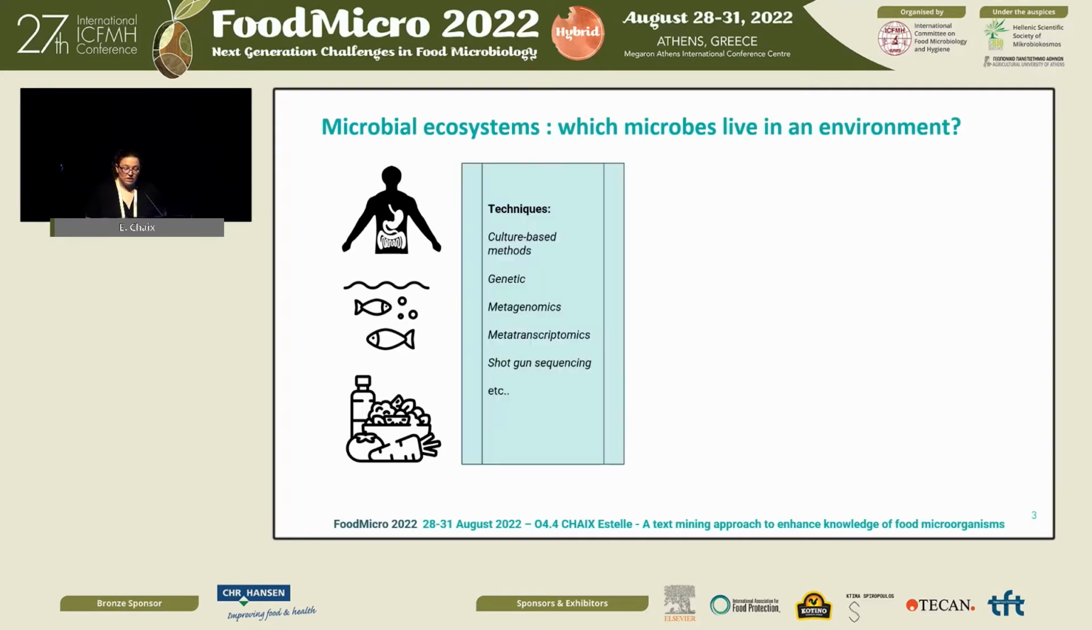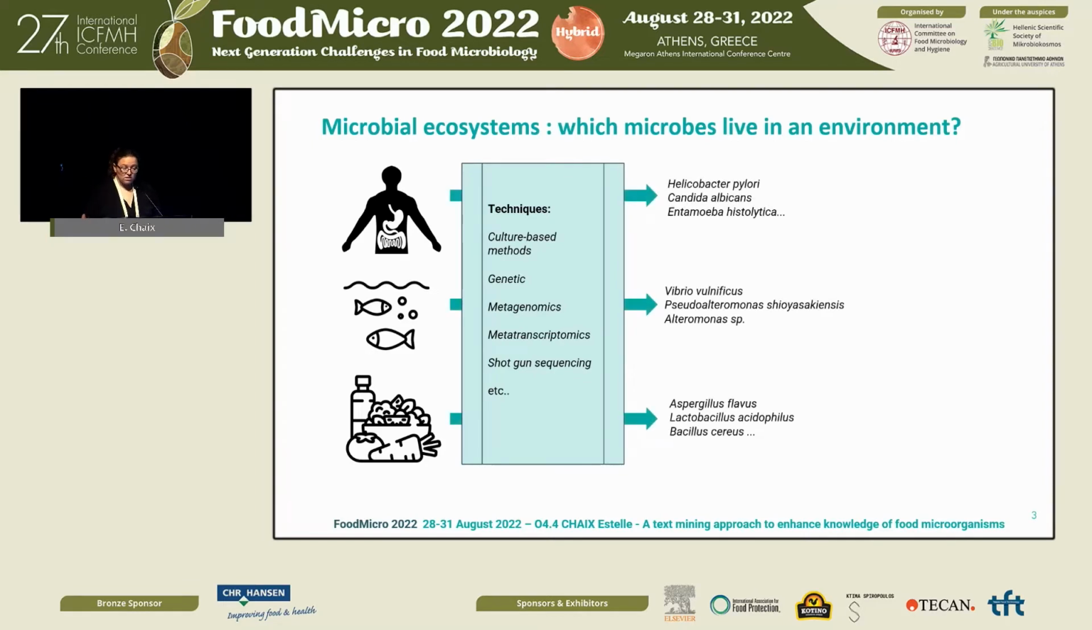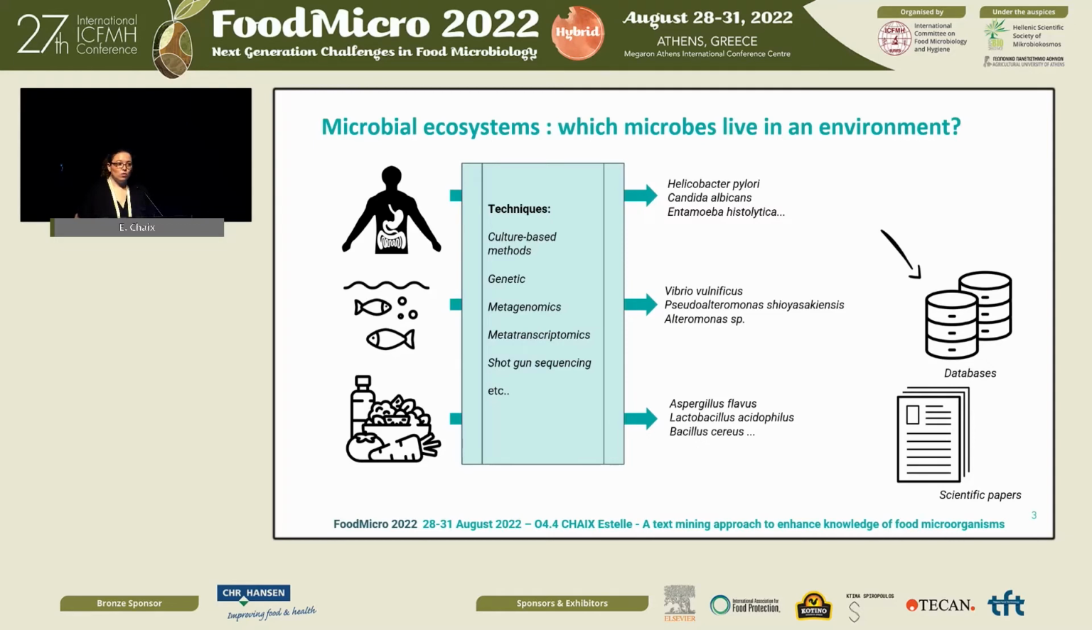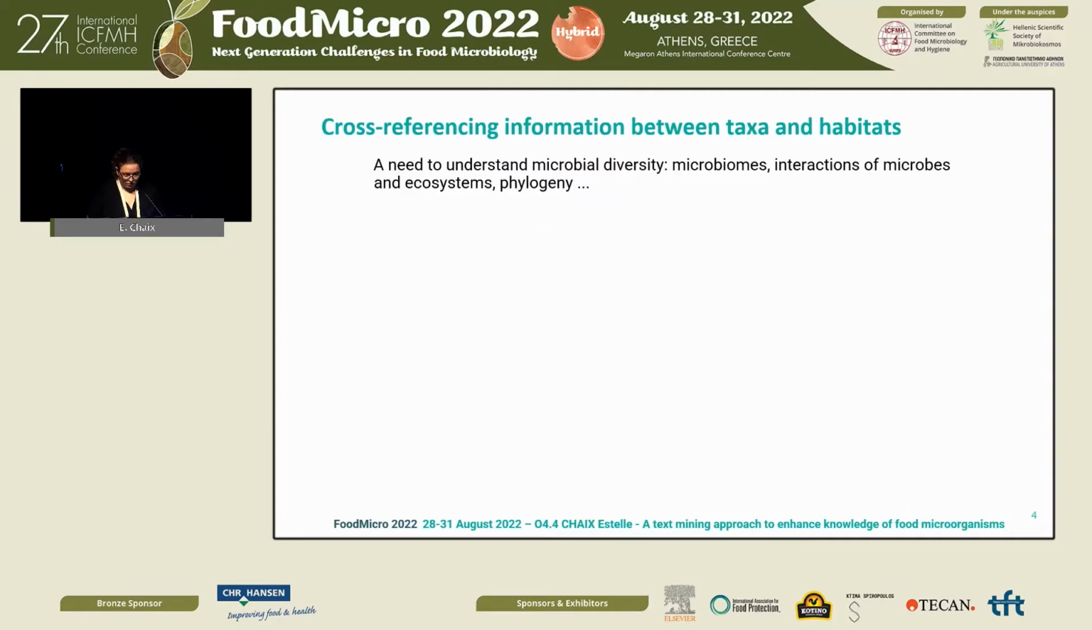As presented today, there are a lot of techniques, such as culture-based methods, and so on. At the end, we get some information about which microbe could grow in an environment, and then you publish this information in databases or in scientific papers. So there is a lot of information, and we can use it, because cross-referencing information between taxa and habitat is needed to understand microbial diversity, microbiome formation, interaction of microbes and ecosystem, phylogeny, and so on.